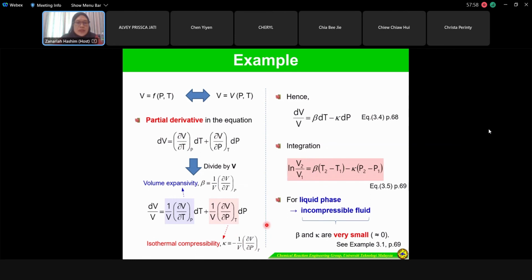Okay, hence you can rewrite this equation here in terms of beta and kappa. So you have beta dv over v equals beta times dt minus kappa times dp. So this is equation 3.4 on page 68. Right. So next, if you do integration to this equation, you can get equation 3.5. Okay, so you get ln v2 over v1 equals beta bracket t2 minus t1 minus kappa bracket p2 minus p1.